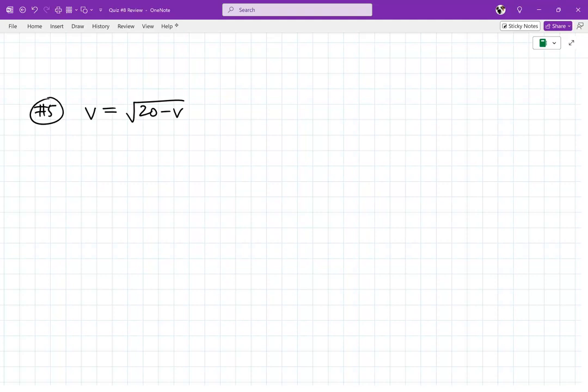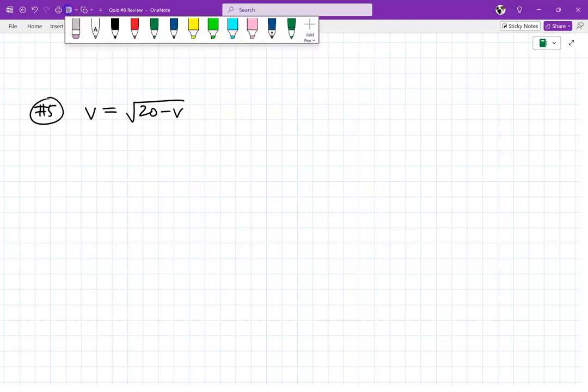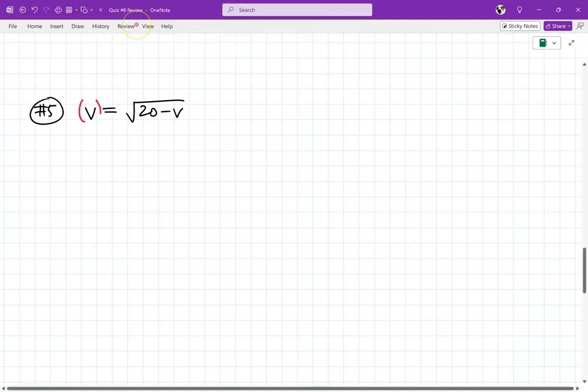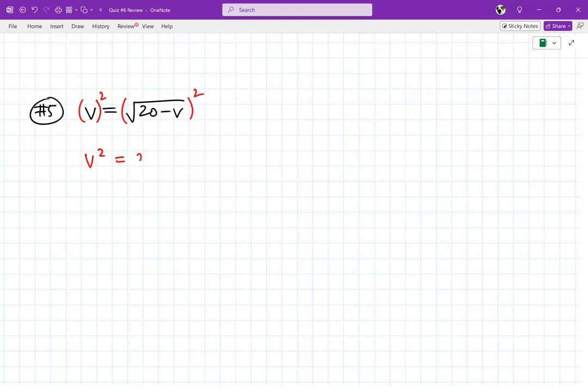This is a letter. So I'm going to do the same thing I just did, just that my way of solving is going to change. I'm still going to square both sides. So this gives me v squared is equal to 20 minus v.